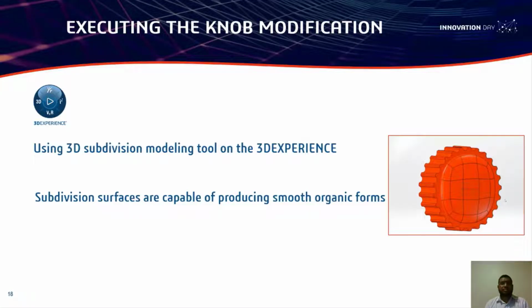So let me show you how to modify the knob here. To modify the knob, I'm going to go to the 3D Experience platform. In the 3D Experience platform, I'm going to use the 3D Subdivision Modeling tool, which is an amazing tool that will help me modify this knob. This tool also has amazing features that will produce smooth organic shapes, which I need for this design change. So let's see how we can do it.